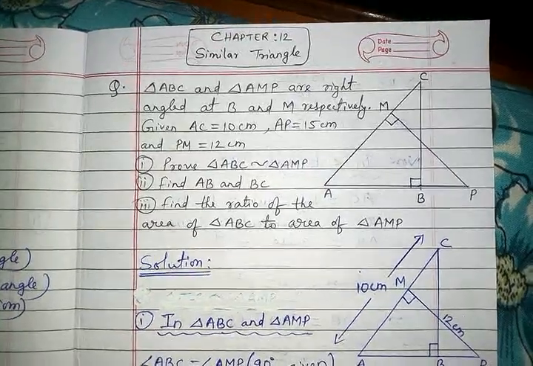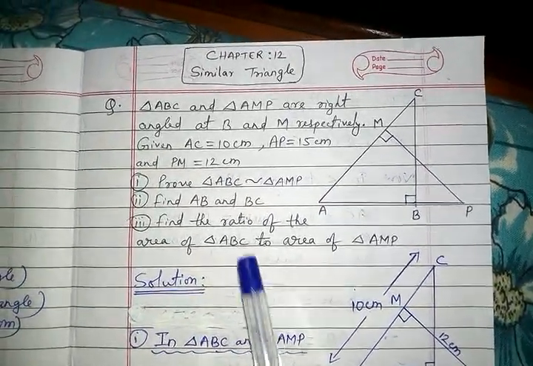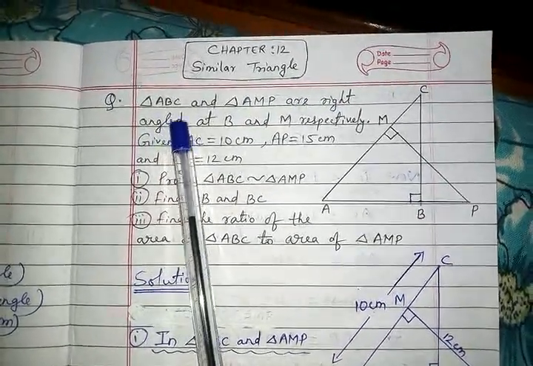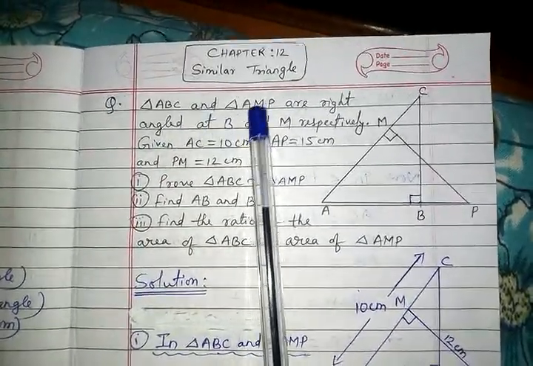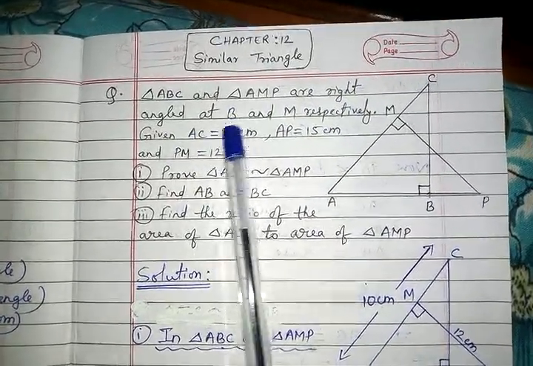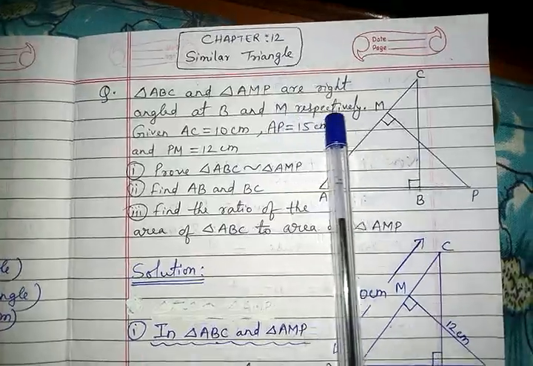So children, today I have come with a new question from the chapter Similar Triangles, and the question is: triangle ABC and triangle AMP are right angled at B and M respectively.